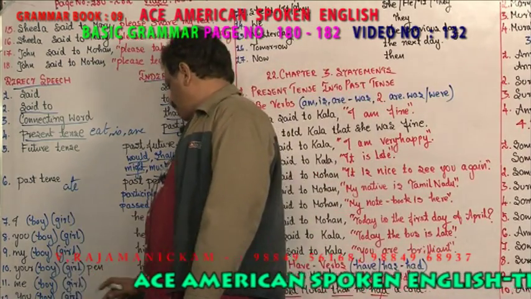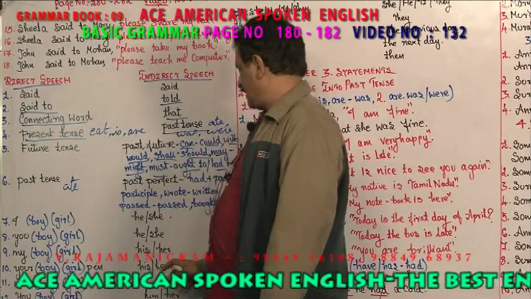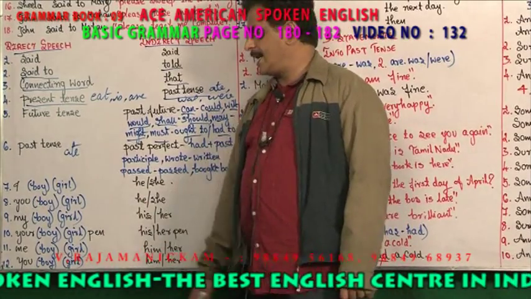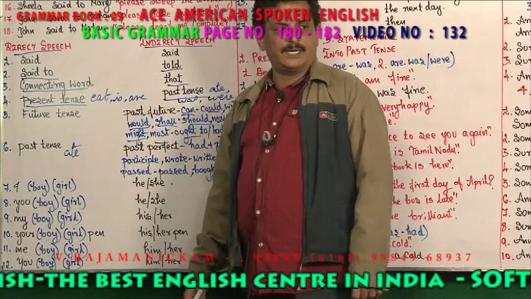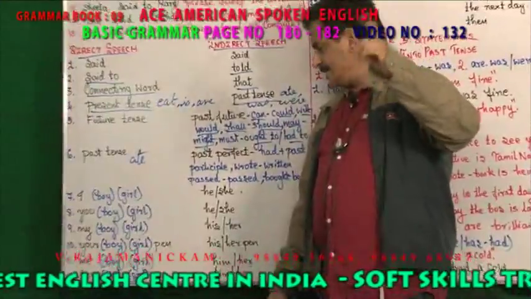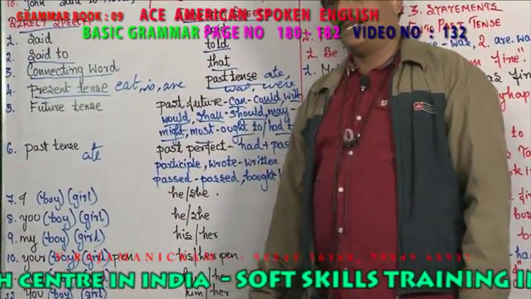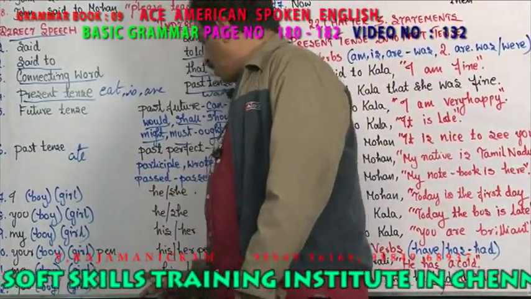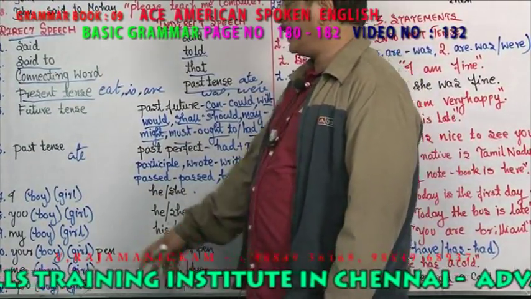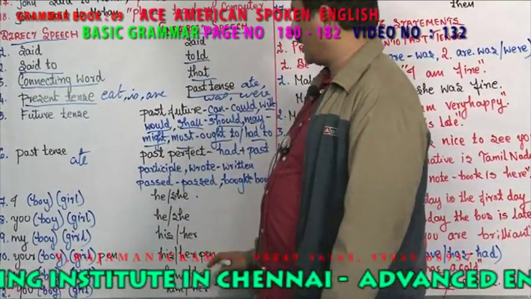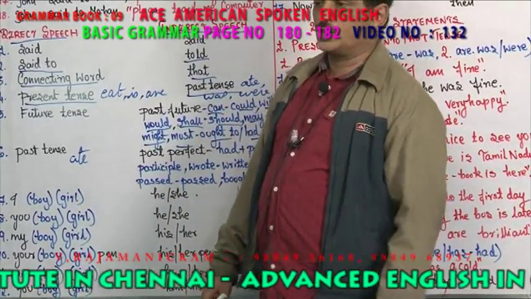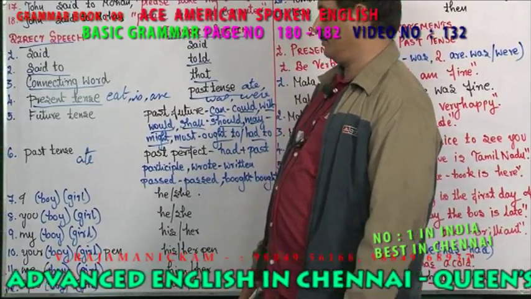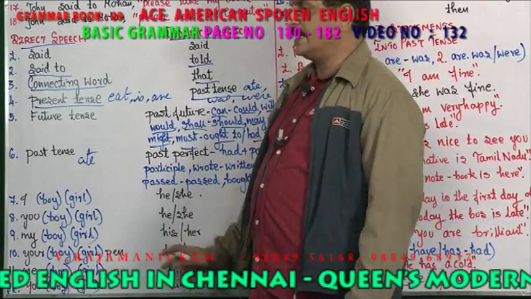Your changes into his if it is a boy, if it is a girl, her. For example, I say, "Your pen is a costly pen." You go and say, "Sir told that his pen, if it is a boy, is a costly pen." If it is a she, it is her pen is the costliest pen. Me, if it is a boy, changes into him. Me, if it is a girl, changes into her. I tell, "They call me to Delhi." You say, "Sir told that they called him to Delhi." If it is a girl, her.